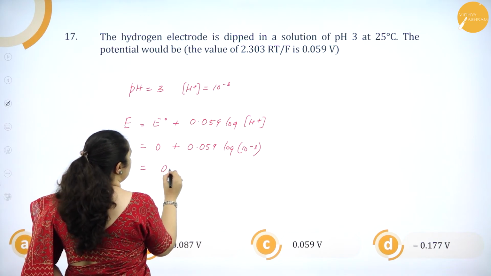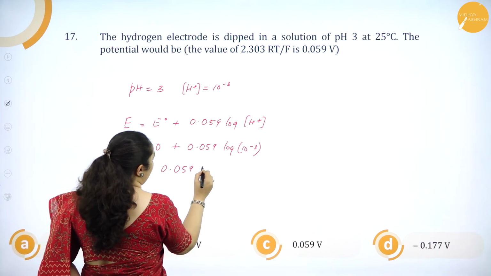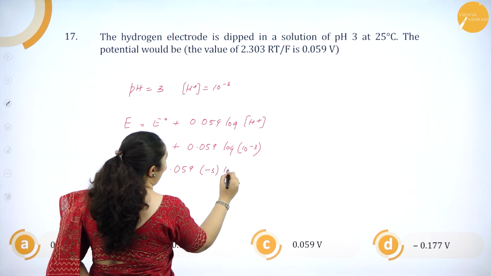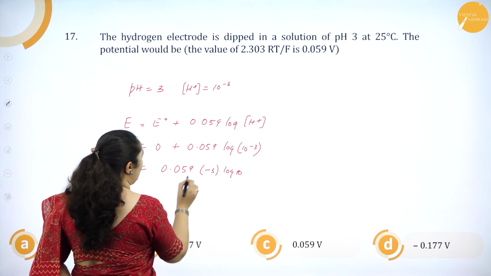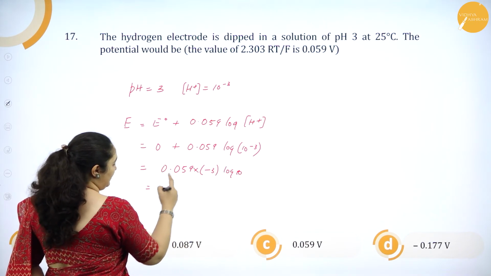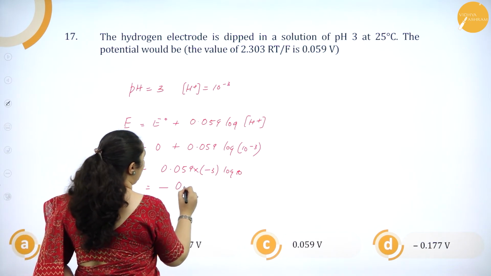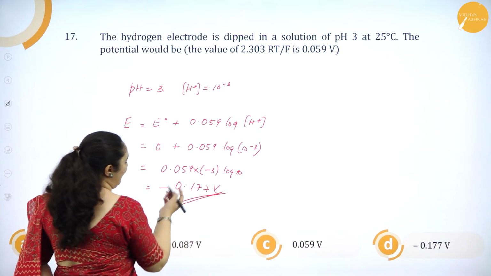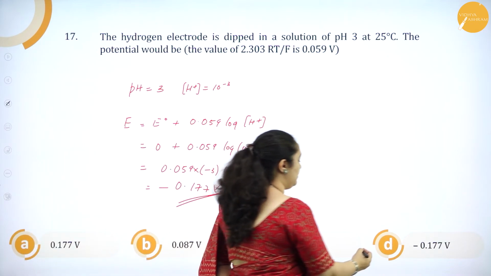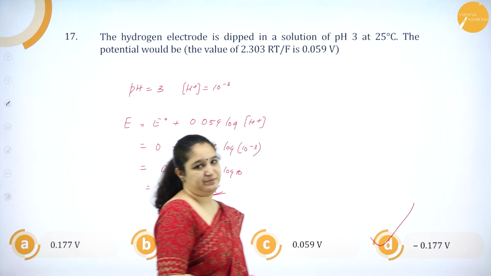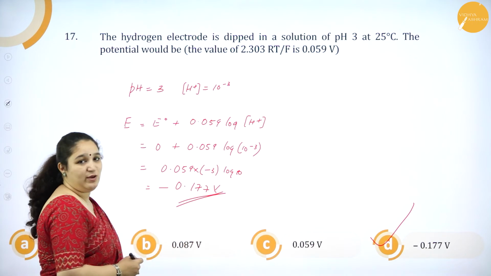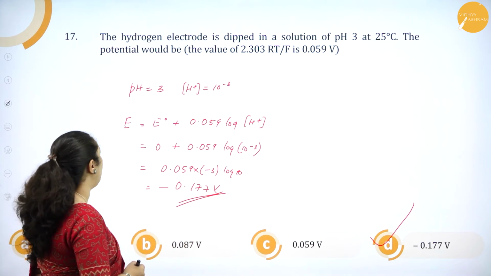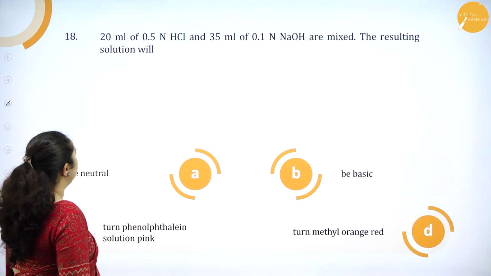So this is 0.059 into minus 3 log 10. Log 10 is 1. So if I multiply this, I'll get it as minus 0.177 volt. We have only one negative value, so it is understood. It is option D. Okay. So I hope you have understood this particular problem. We'll go to the next one.